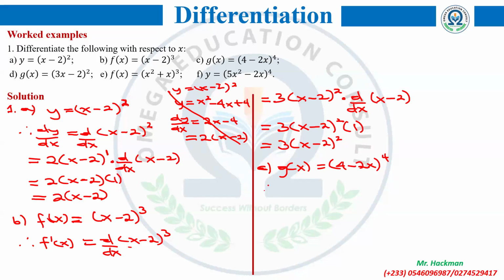So we are going to find d/dx of both sides. d/dx of g(x) will give us g prime of x. Very good. And that should be equal to d/dx of what we have on the right-hand side, which is 4 minus 2x, the whole of that to the power 4.